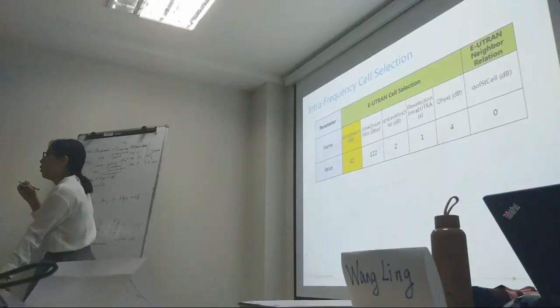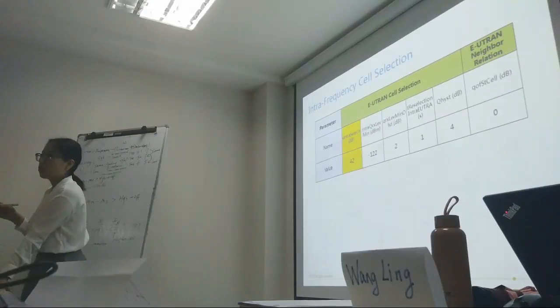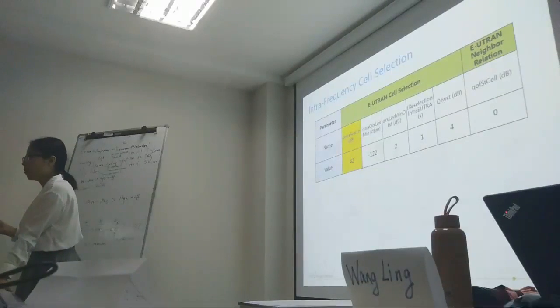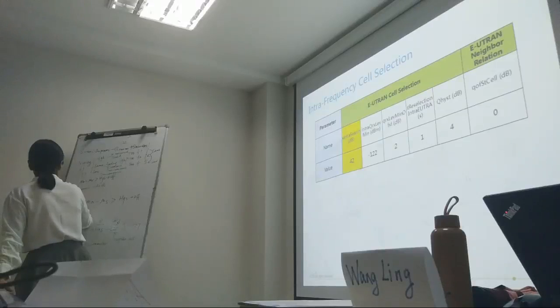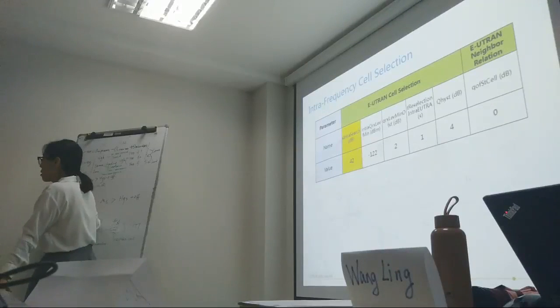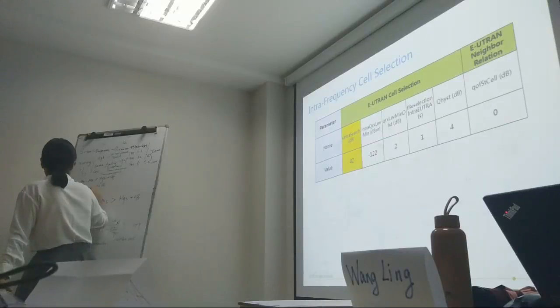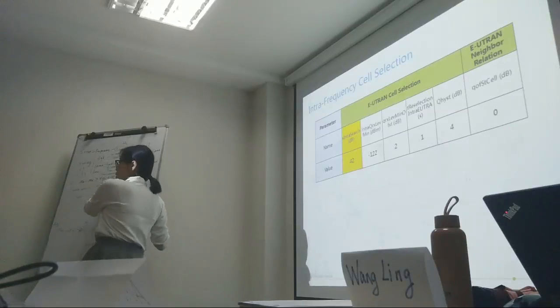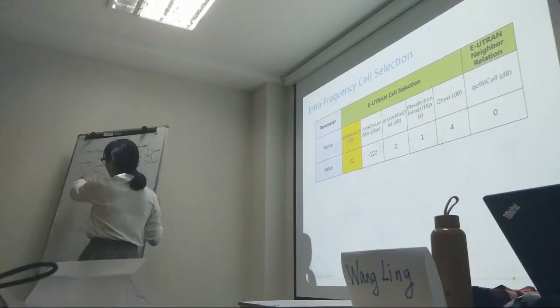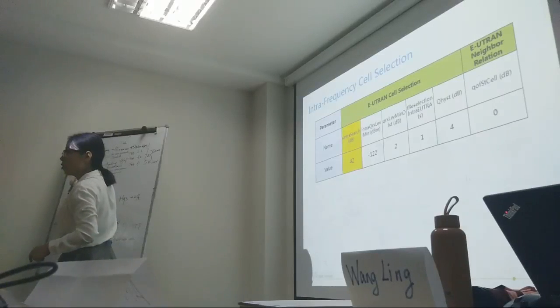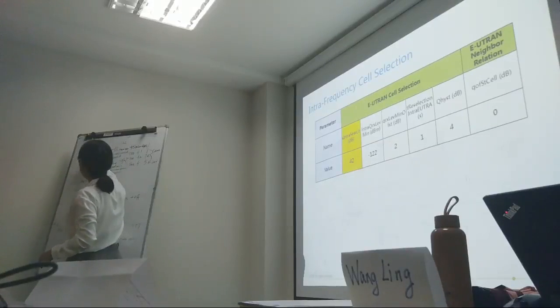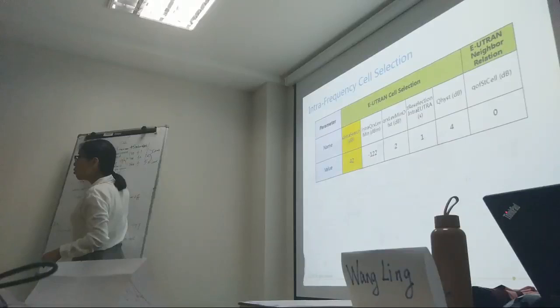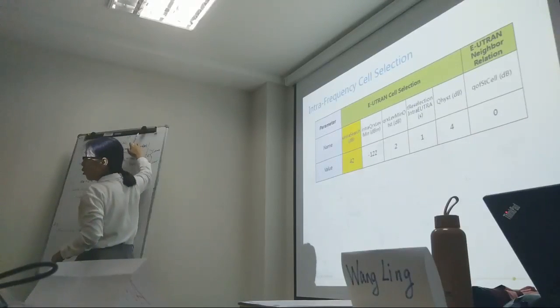At which condition will the UE perform the measurement? S intra search is 42 dB. When the received S is less than this threshold, it will perform measurement. It will measure the neighbor cells. So this value equals the received RSRP minus this threshold.